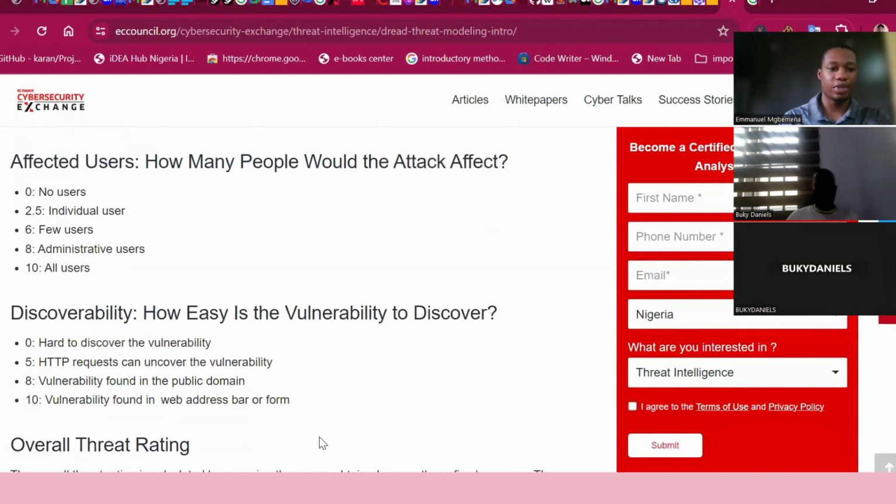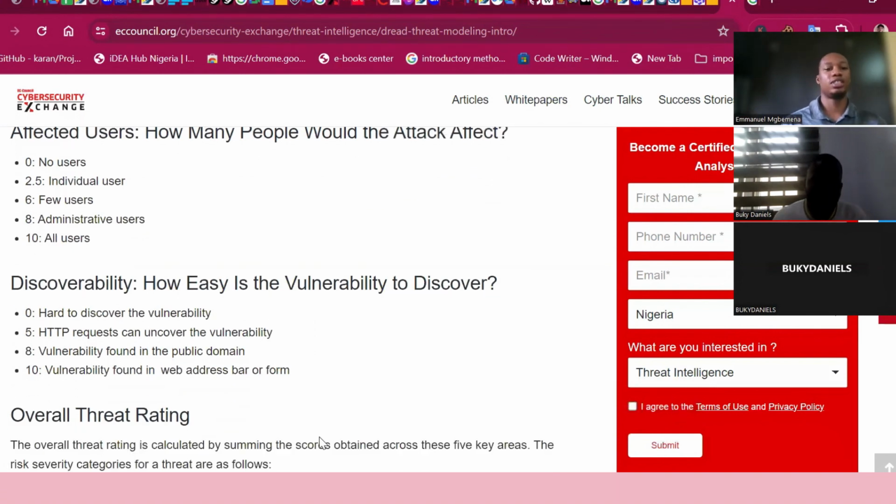Then discoverability. How easy is the vulnerability to discover? 0, hard to discover the vulnerability. 5, HTTP requests can uncover the vulnerability. I don't think so. 8, vulnerability found in the public domain. I don't think so. It's not a vulnerability found in the web address bar or form. So I think it's hard to discover.